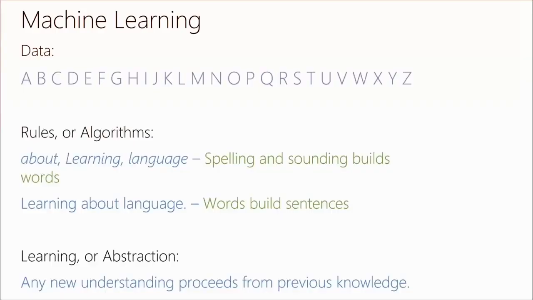So we applied data. We had some rules. We applied rules to rules. And now we have learning. So, C. Young, why don't you read the last sentence on this slide? So, any new understanding proceeds from previous knowledge. So this is what we call abstraction. And that is machine learning in a button. Abstraction is the machine learning.